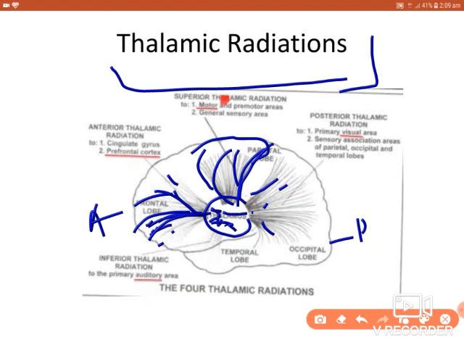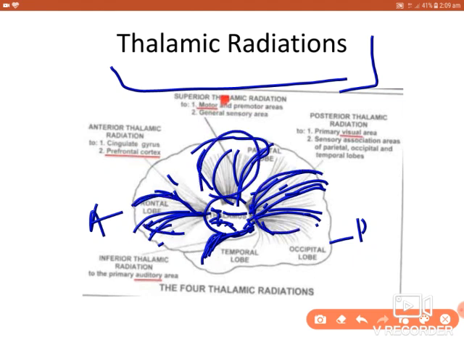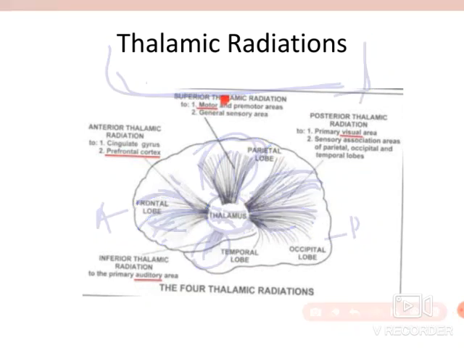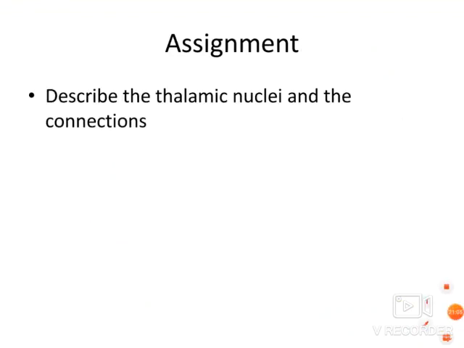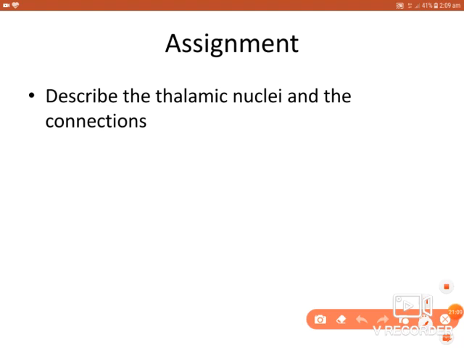From the lateral geniculate body, through the pulvinar, outputs go to the visual area in the occipital lobe, forming the posterior thalamic radiation. From the medial geniculate body, through the pulvinar, outputs go to the superior temporal gyrus, forming the inferior thalamic radiations. So these are the anterior, superior, posterior and inferior thalamic radiations. That's about the nuclei and the main connections of the thalamus.